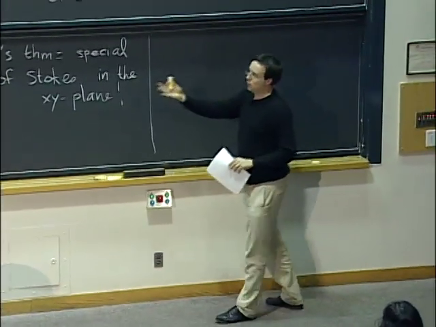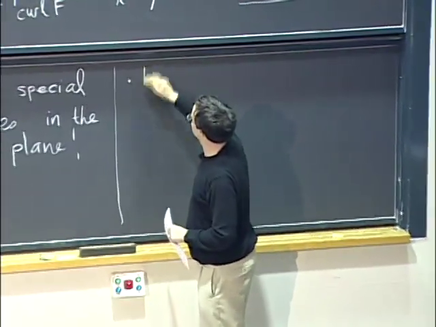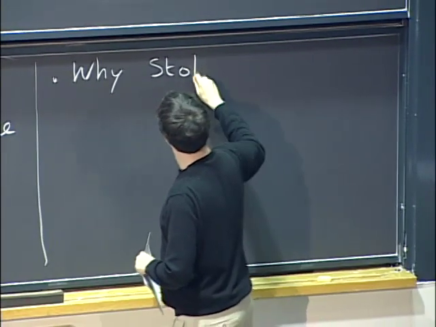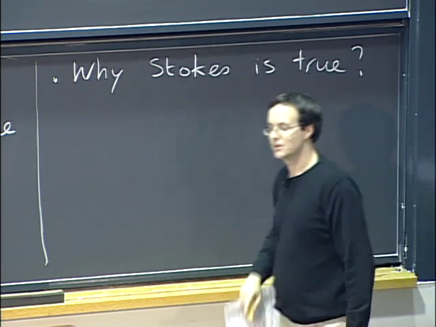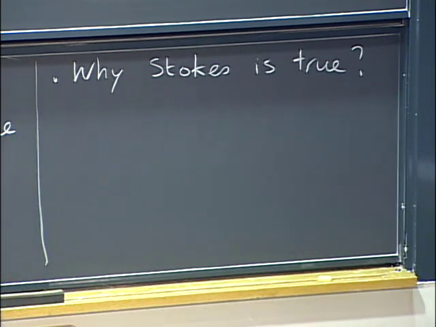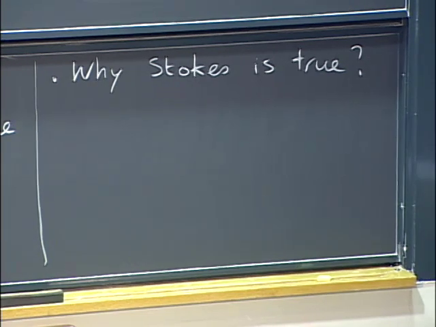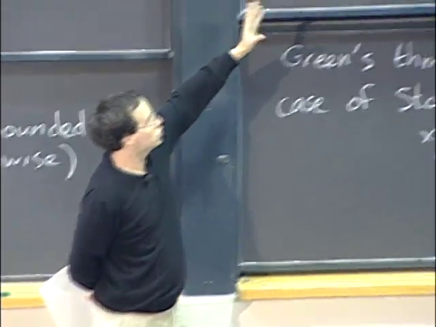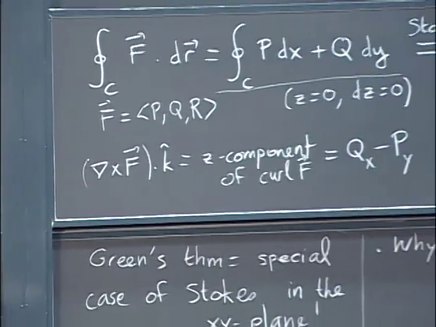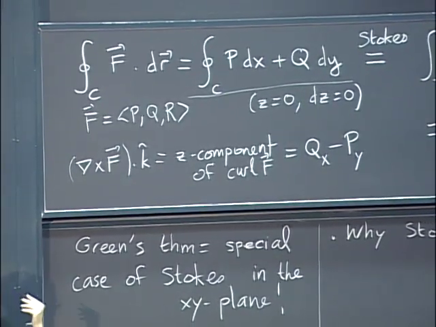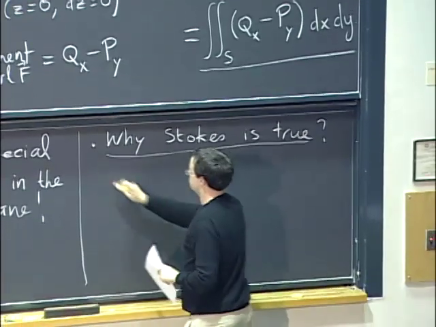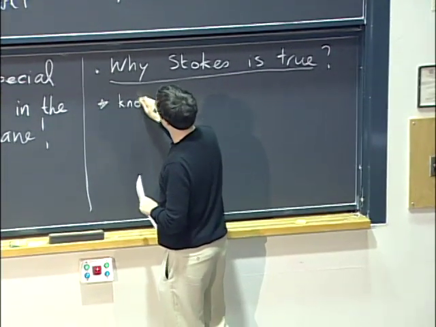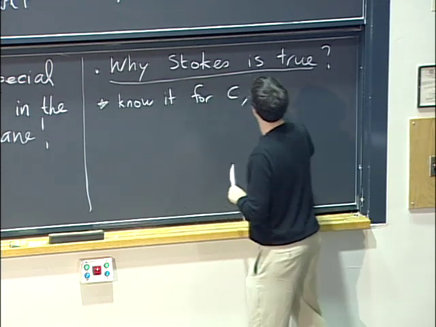Okay, so let me explain to you quickly why Stokes is true. So how do we prove a theorem like that? Well, there are other ways, but the least painful strategy at this point is to observe that we already know a special case of Stokes' theorem. Namely, we know the case where the curve is actually in the xy plane, and the surface is a flat piece of the xy plane, because that's Green's theorem, which we bothered to prove a while ago. So the first thing is we know it for C and S in the xy plane.